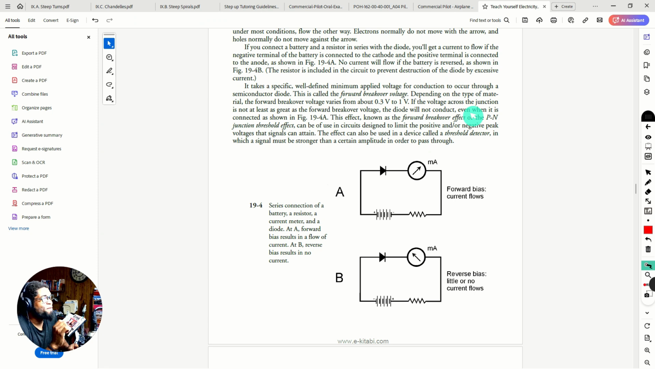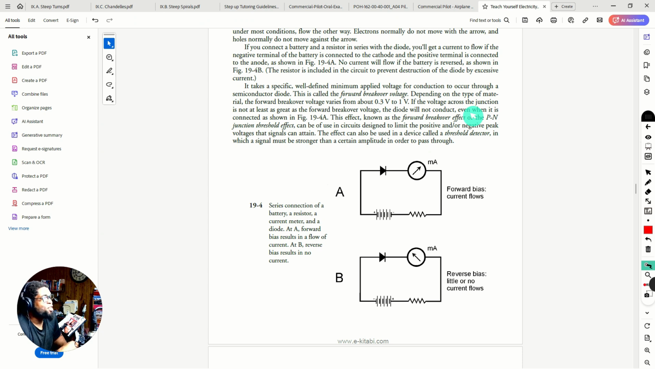It takes a specific, well-defined minimum applied voltage for conduction to occur through the semiconductor. This is called the forward breakover voltage. Depending on the type of material, the forward breakover voltage varies from about 0.3 volts to 1 volt. That's usually talked about when we talk about transistors and their biasing point. That's what he's talking about here.